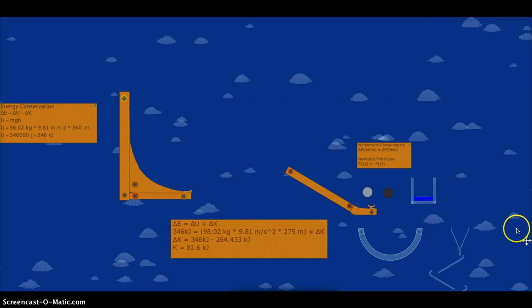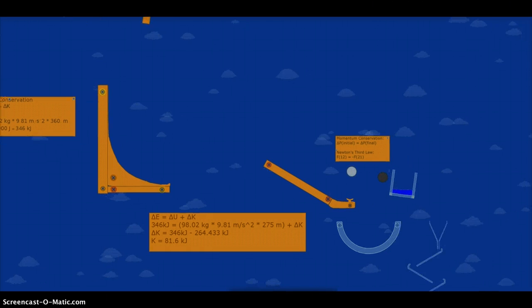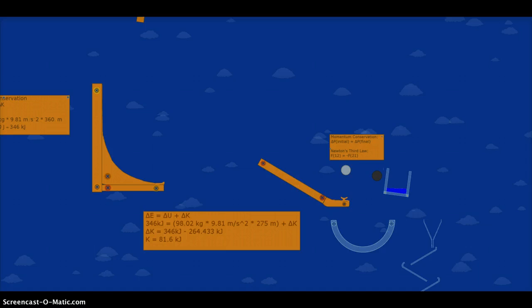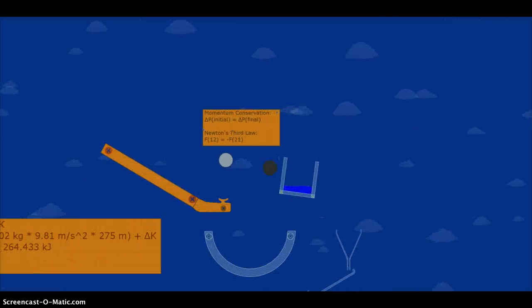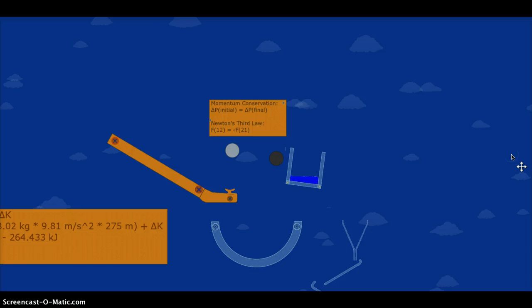Moving on, you can see right here two instances of momentum conservation and Newton's third law of motion. The first instance is when the steel ball impacts the rubber ball. This shows that since the rubber ball gains horizontal velocity, the momentum of the steel ball is conserved when it impacts the rubber ball.